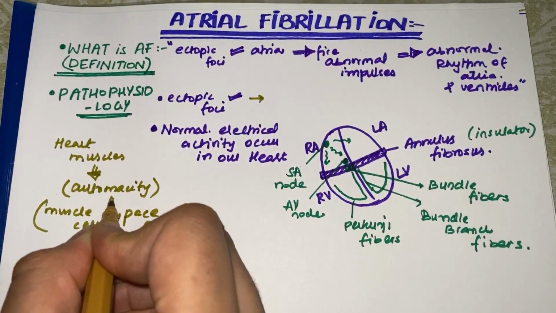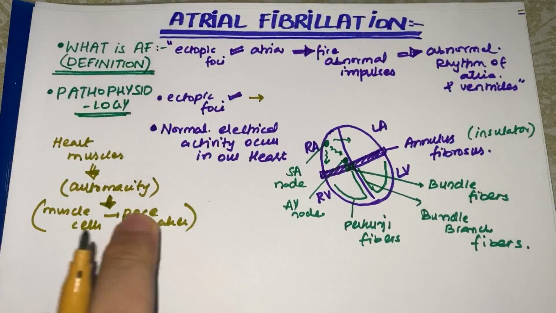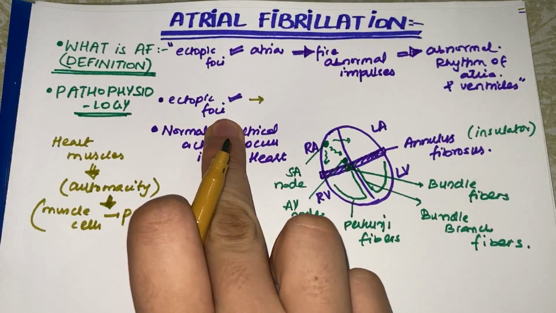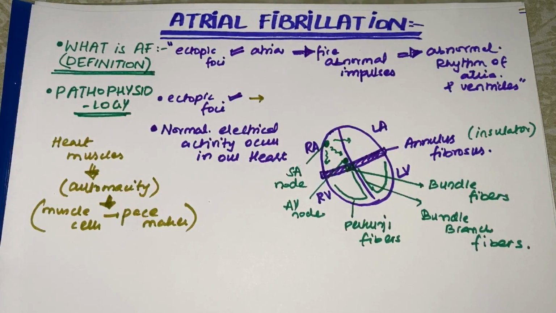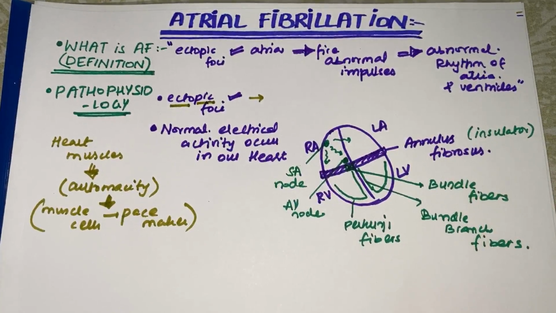It has this ability that any of the muscle cells of the heart can act as a pacemaker. So this point will apply to understand the concept of ectopic foci. Okay, now what is ectopic foci? Basically, what is the meaning of ectopic? Any site that is other than the normal.